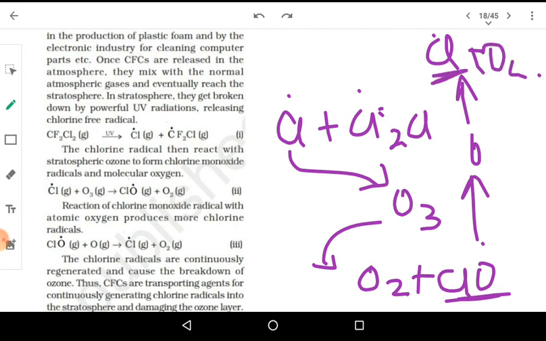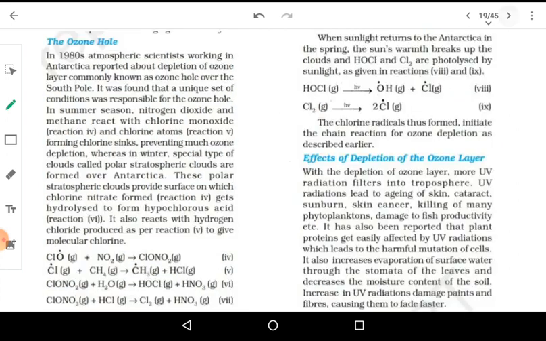Now what is happening? This Cl free radical again is going to destroy the ozone. The amount of ozone is decreased, and the amount of dioxygen and nascent oxygen is increased. As a result, what has happened? The thickness of the ozone layer gradually gets decreased, and this decrease in the thickness of the ozone layer can result in ozone layer depletion.